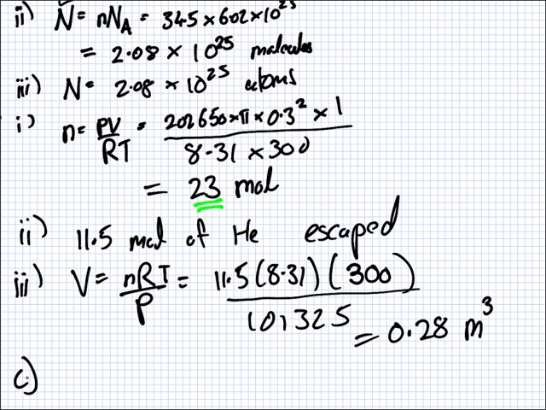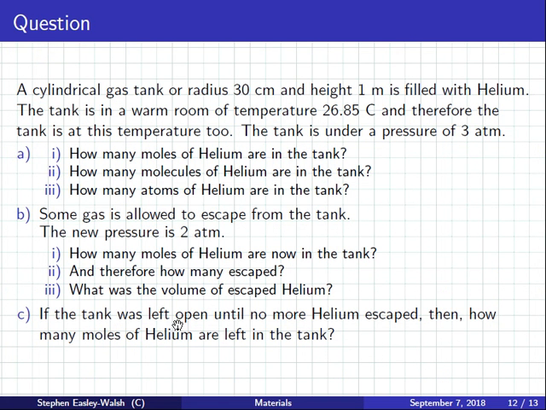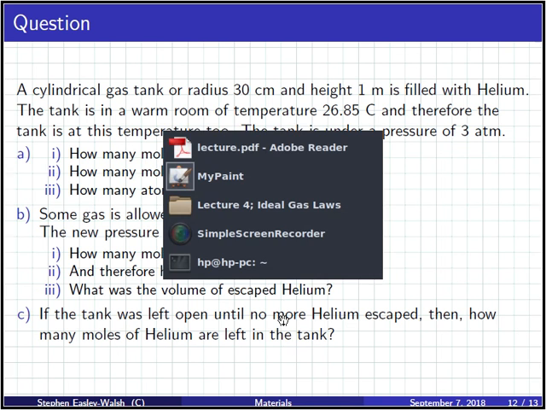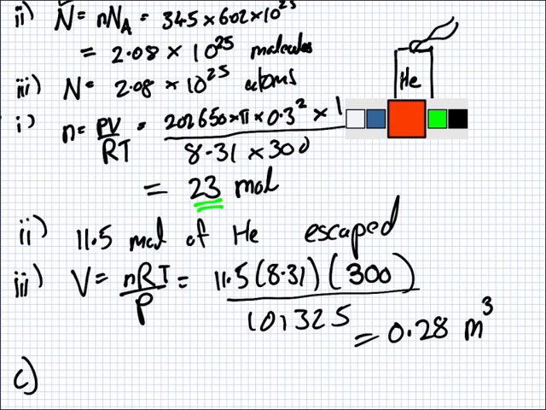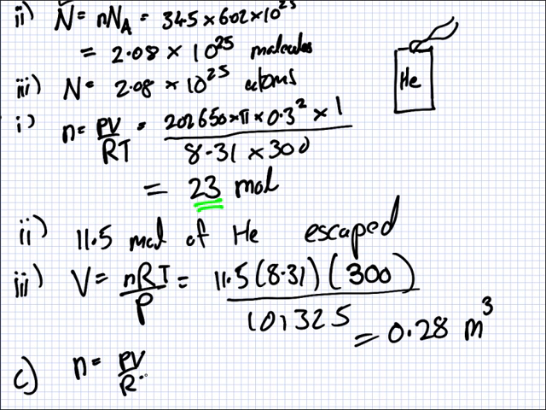Okay, and finally, C. If the tank was left open until no more helium escaped, then how many moles of helium are in the tank? So what happens is you keep the tank open and the helium comes out. But not all the helium comes out. Some of it stays inside. I want the N. The N is PV over RT. P is 1, because you wait until the pressure here and here are both 1 atmosphere on the inside and the outside.